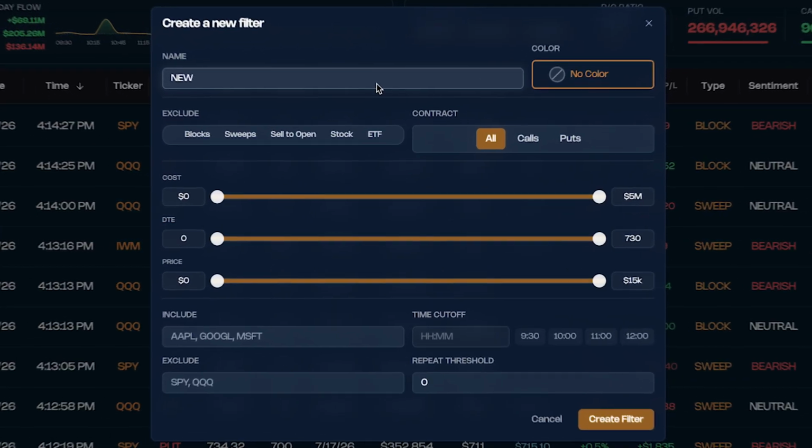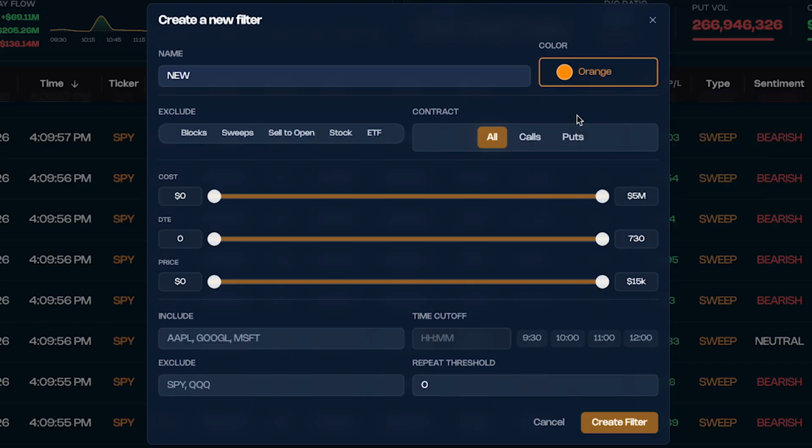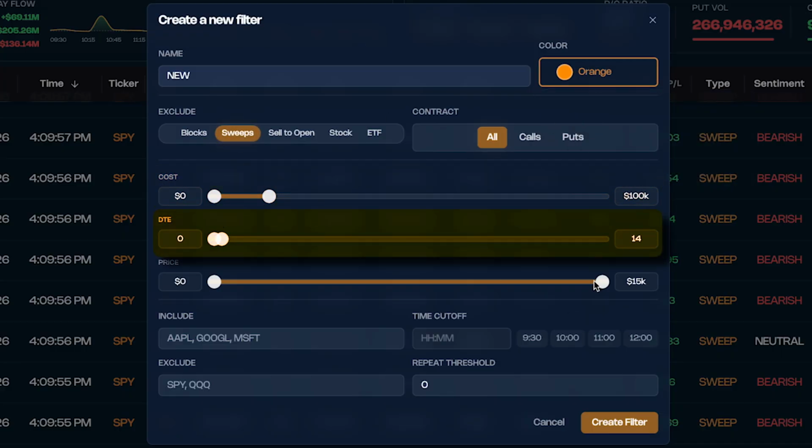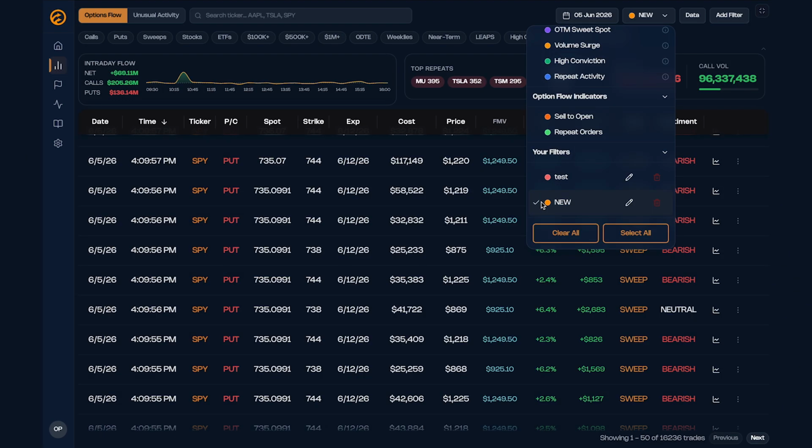For more advanced workflows, you can create your own custom filters that allow you to focus on the information that matters most to your strategy. For example, you might create a filter that only shows call sweeps over $100,000, contracts expiring within the next 2 weeks. You can save these filters and quickly switch between them throughout the trading day.